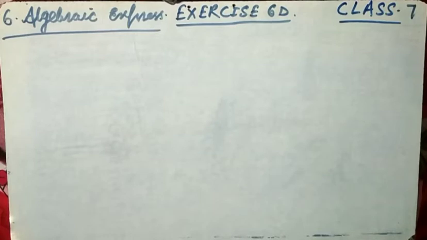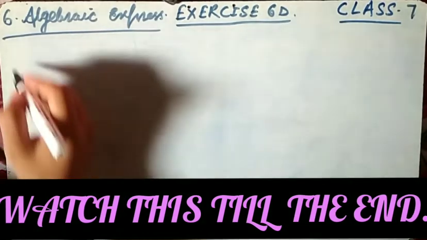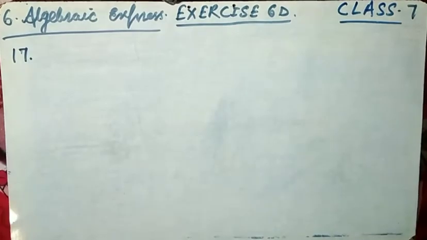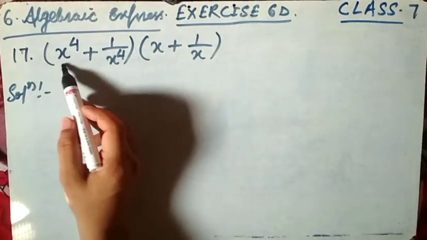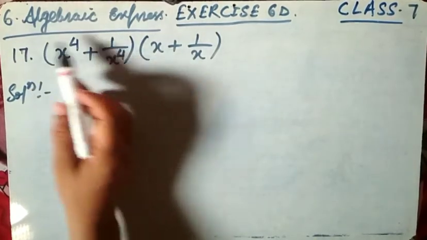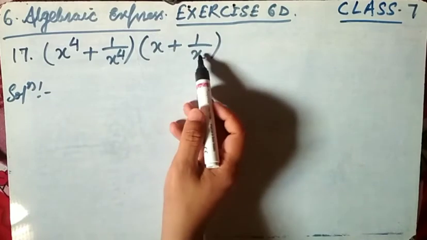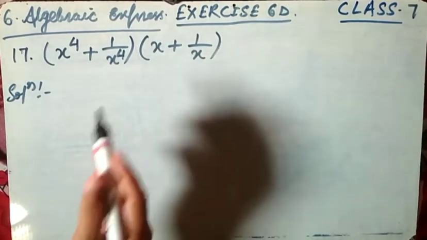These are very simple questions, and all of them depend on the multiplication of two or more expressions with each other. Now see, we have taken question number 17: (x raised to power 4 plus 1 by x raised to power 4) whole bracket multiplied by (x plus 1 by x). We will solve it with the previous method.